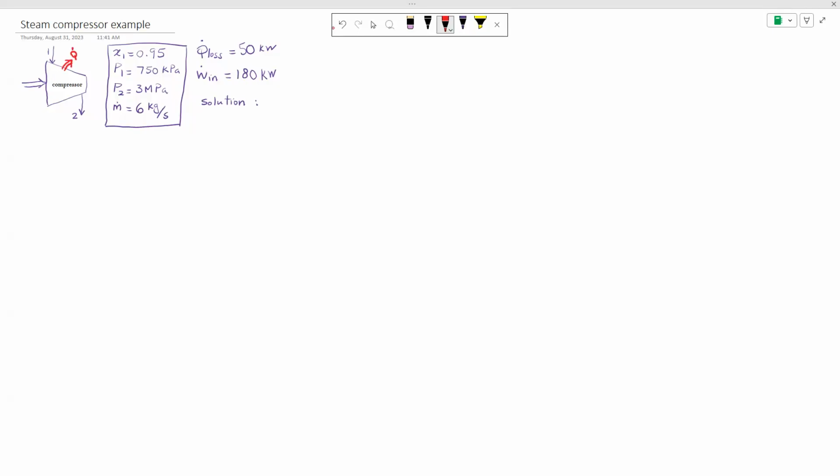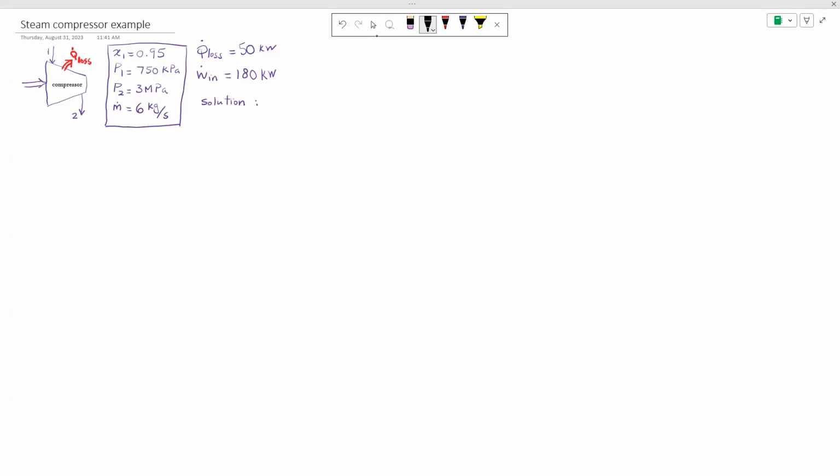the diagram. This is our Q dot loss. The exit conditions are 3 megapascal pressure. That's the only exit condition that we are given, and the mass flow rate of steam through the system is 6 kilograms per second. Let's try to solve this.